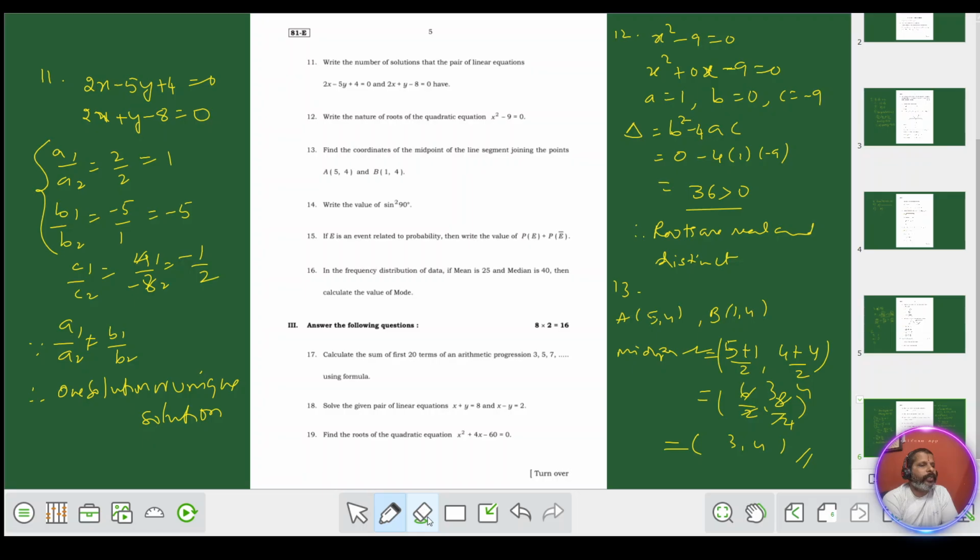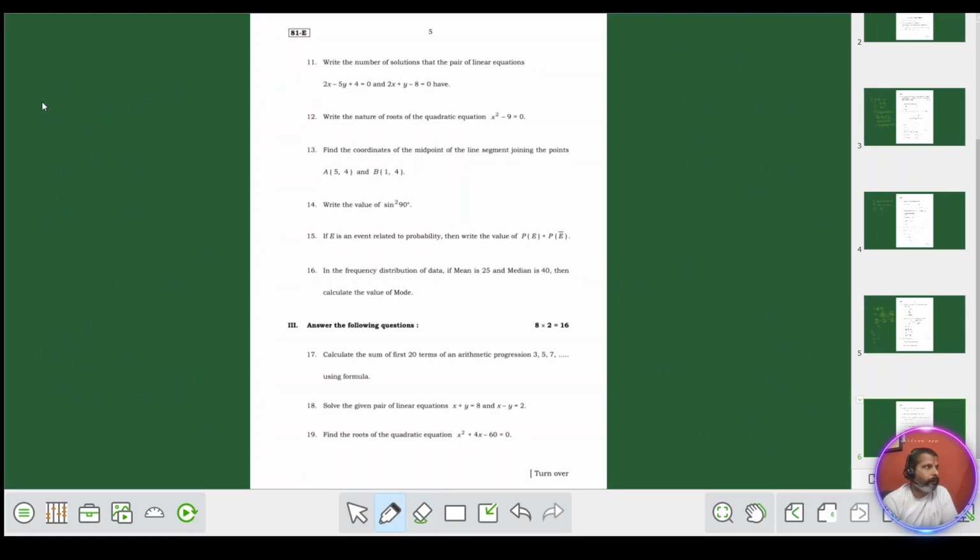We'll move to the next question, the 14th one. Write the value of sine square 90. We know sine 90 is 1, right? Means 1 square is 1 because sine 90 is 1. See, sine square 90 is nothing but sine 90 whole square. Remember this. This is not to be written as part of the answer, but you should know that sine square 90 is sine 90 whole square. So since sine 90 is 1, sine square 90 is 1 square, which is 1.